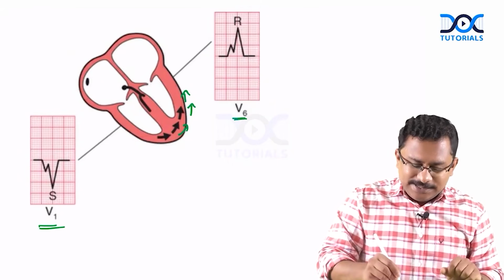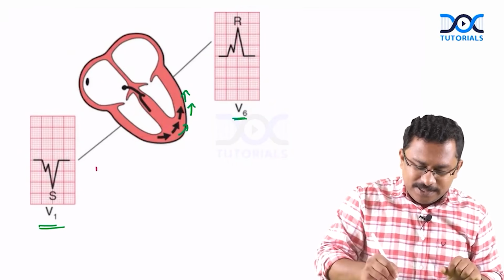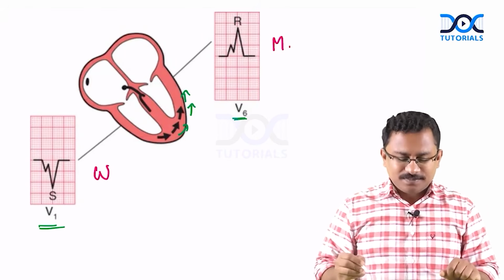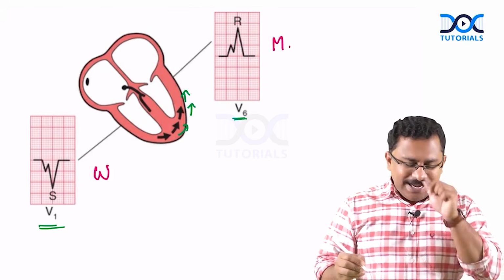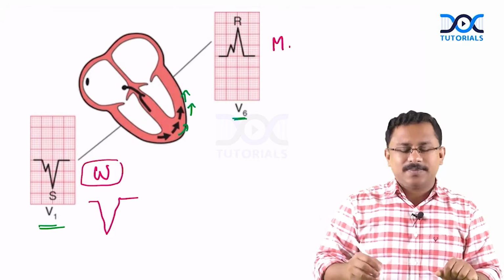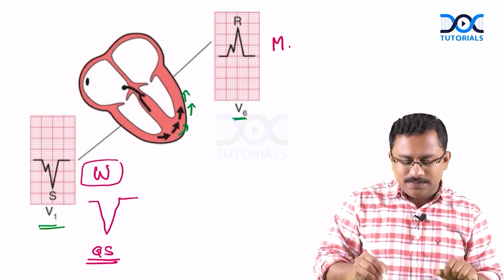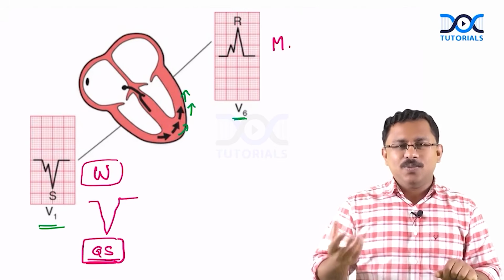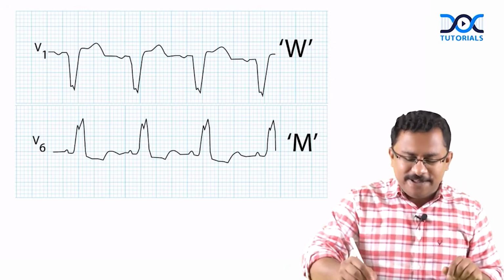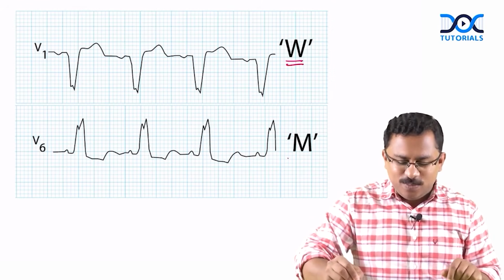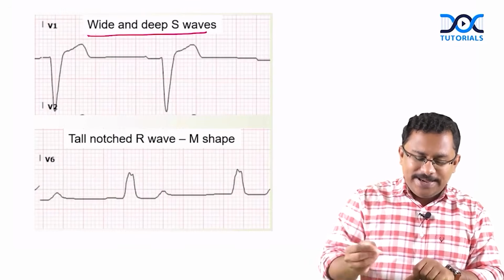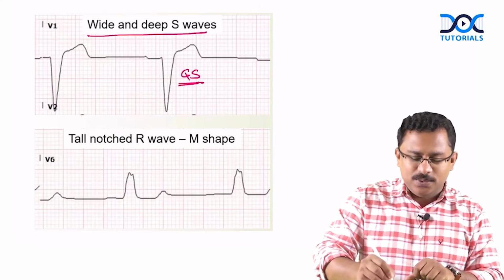So once again, coming back to this, in V1 this will have the shape of a W, and in case of V6 it will have the shape of an M. Sometimes the W might not be appreciated, it might be a single negative wave like this, and you might call it the QS. This is the QS complex, or a QS wave. So here you can see in case of left bundle branch block, W pattern in V1 and M pattern in case of V6. The wide and deep S wave, I told you sometimes QS waves, you can see it.